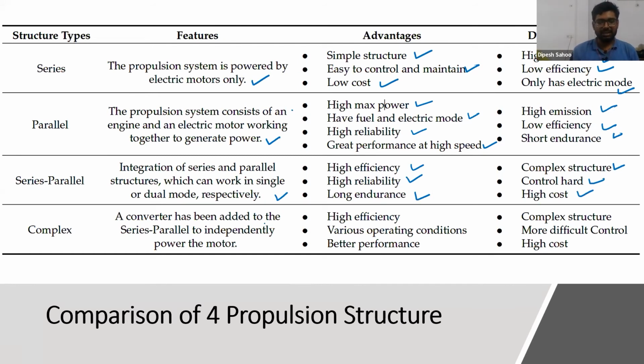Then complex: a converter has been added to the series parallel to independently power the motors. Generally, the converter is a planetary gearbox. High efficiency, various operating conditions, better performance. But complex structure, more difficult to control and high cost.